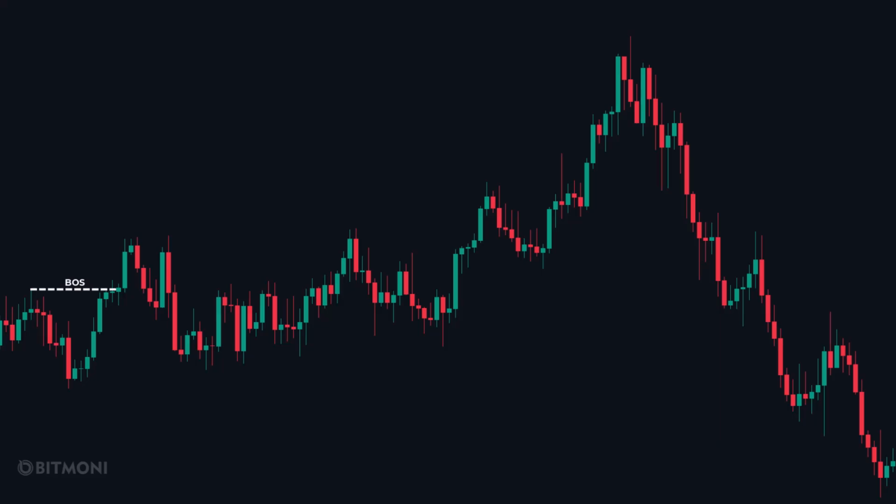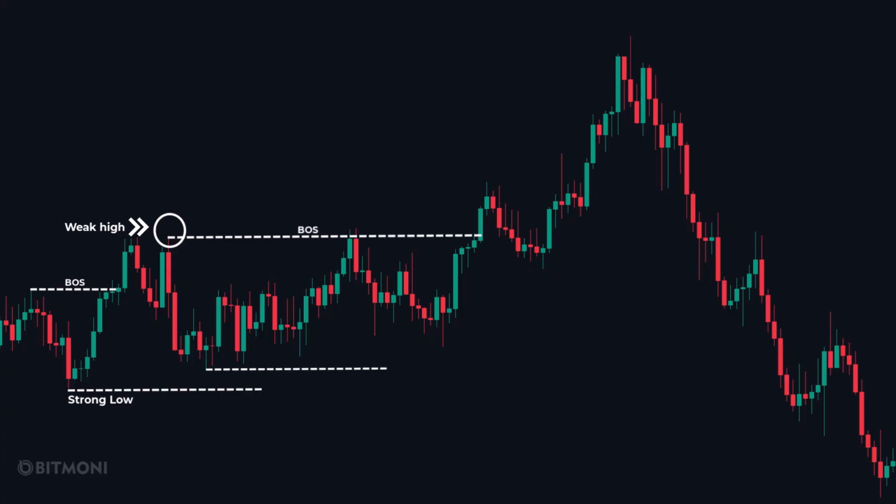the uptrend was strengthening. Following that breakout, price retraced but didn't fall below the last strong low, so the high formed during this pullback was considered a weak high. When price advanced again and broke above that weak high, it confirmed another bullish break of structure, making the low before the move a new strong low.